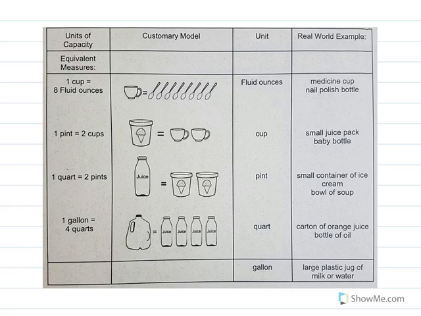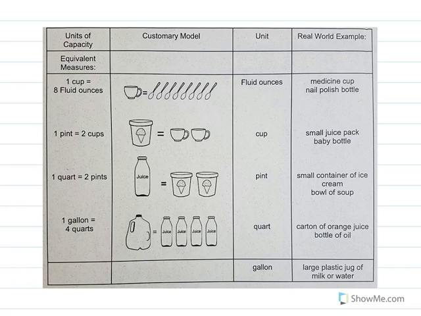So the first one we have here is the cup. And like our other chart said, 1 cup is equal to 8 fluid ounces. And it's showing you here the little teaspoons. Each one of those is about 1 ounce. So every time you see a cup, it has 8 of those ounces in it.